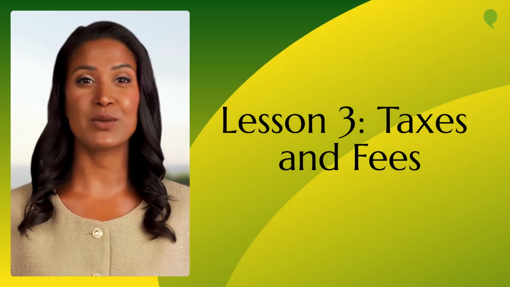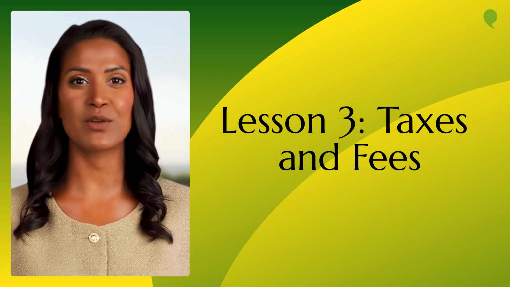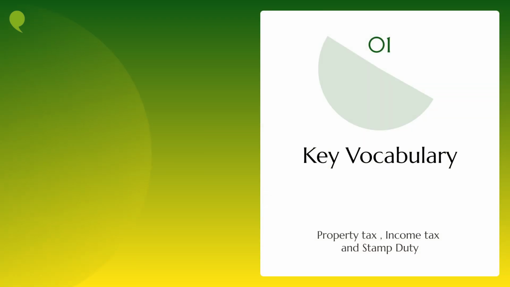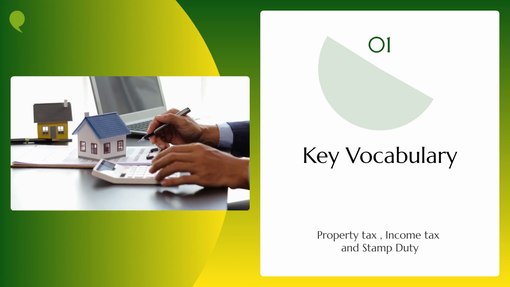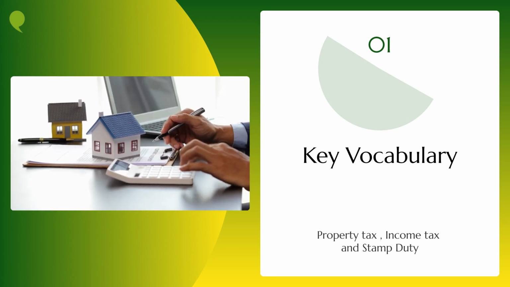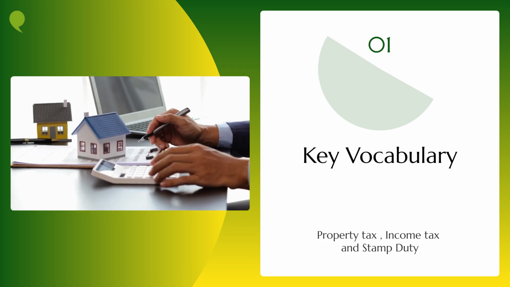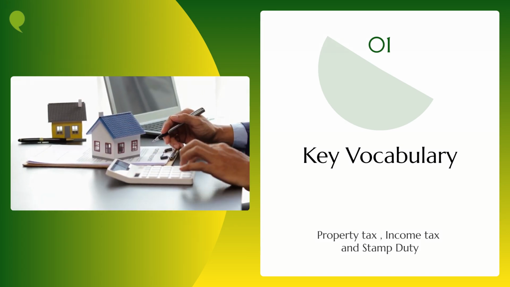Today you will learn how to explain taxes and fees related to buying and selling properties clearly and professionally in English. Let's start with some key vocabulary. A property tax is the annual tax that property owners must pay based on the value of their property. Income tax is the tax you pay on the money you earn, such as rental income. Stamp duty is a tax paid when a property is bought or transferred.